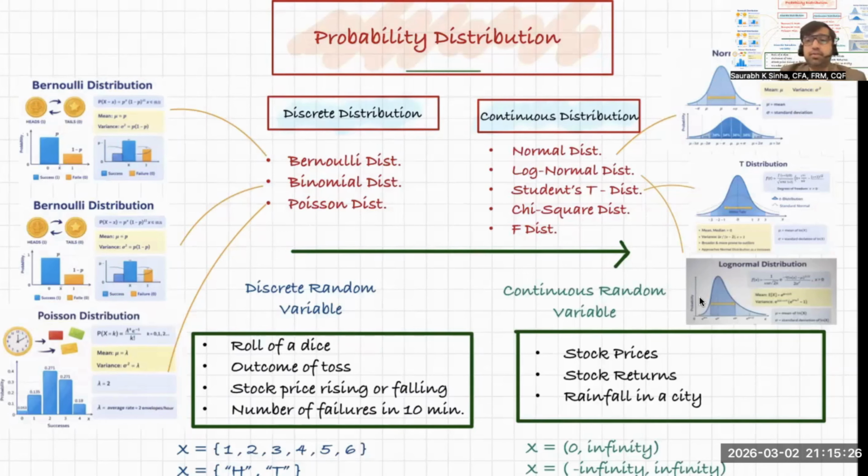In this series of lectures on probability distribution, we'll first try to understand different distributions like normal distribution, log normal distributions, student t distribution, chi-square distribution, f distribution, binomial distribution, Bernoulli distribution, Poisson distribution. But while doing so, you should always keep in mind why you are studying any distribution, and why any distribution is important in the world of CFA, FRM, or finance as such.